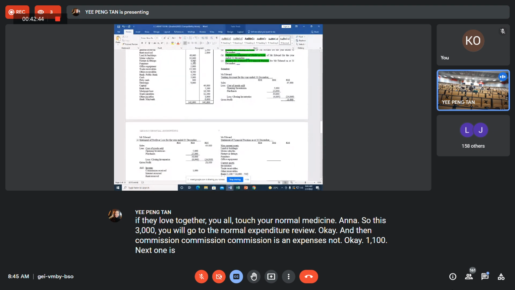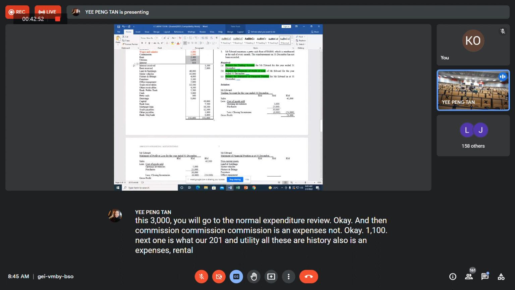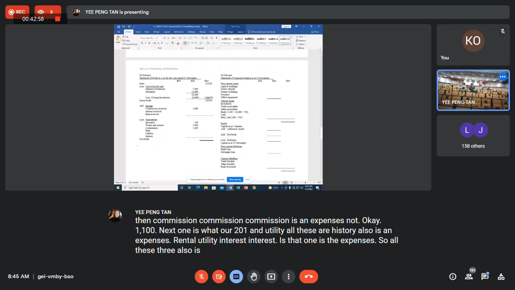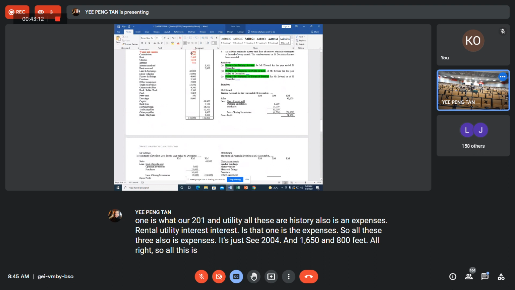Next one is what? 1,000. Rent and utility. All these three also are expenses. Rental, utility, interest. Interest on the debit side is an expense. So all these three also are expenses. So just transfer it to expenses. Okay, 2,004, 1,650 and 850. All right. So all this is from here.